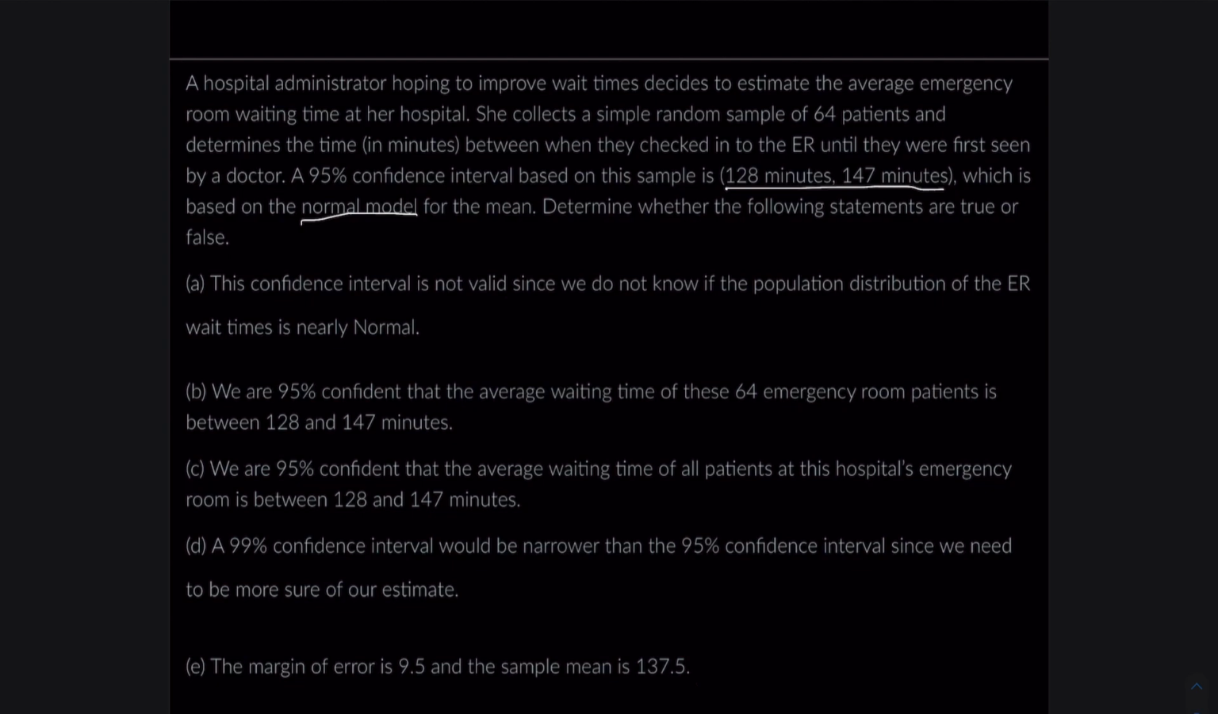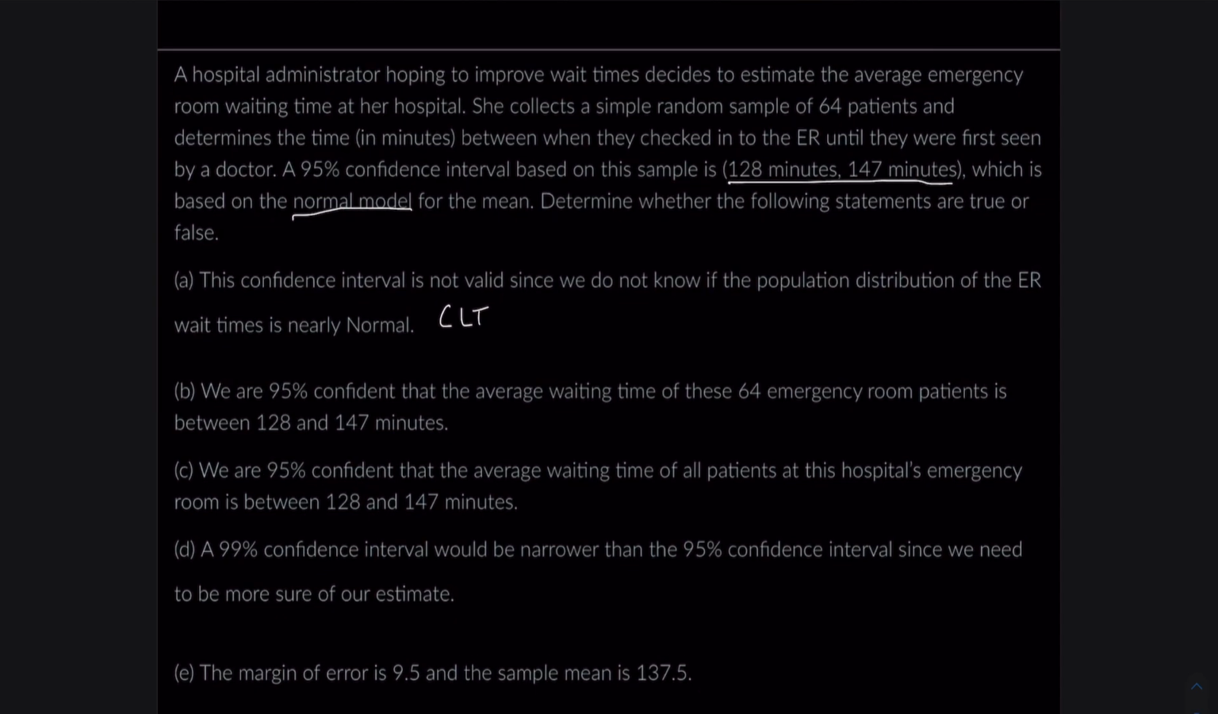So the first one says the confidence interval is not valid since we do not know if the population distribution of the ER wait times is normal. And so remember our CLT that says n has to be greater than or equal to 30, right? And here we see that n equals 64, which is obviously greater than or equal to 30. So it doesn't matter what the population distribution is, as long as our n is greater than or equal to 30. So this is false because the confidence interval is valid. The misstatement there would be is not valid.